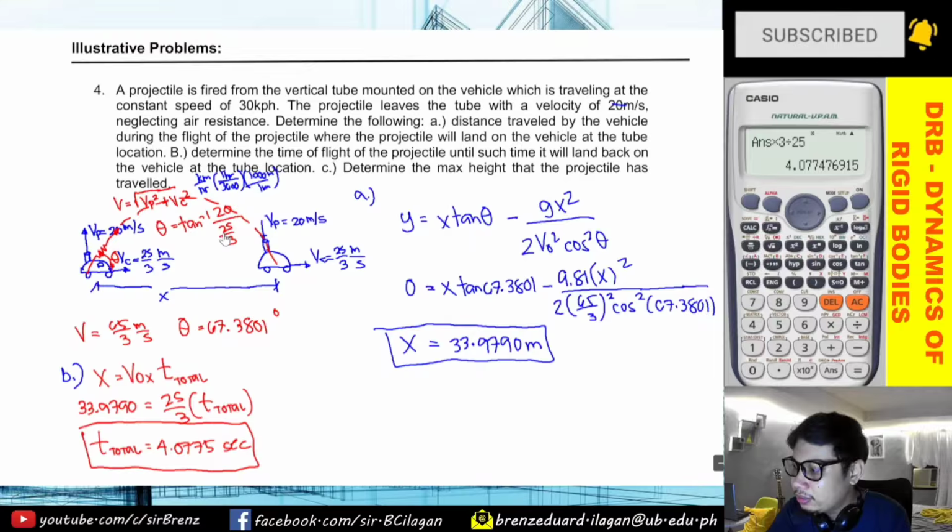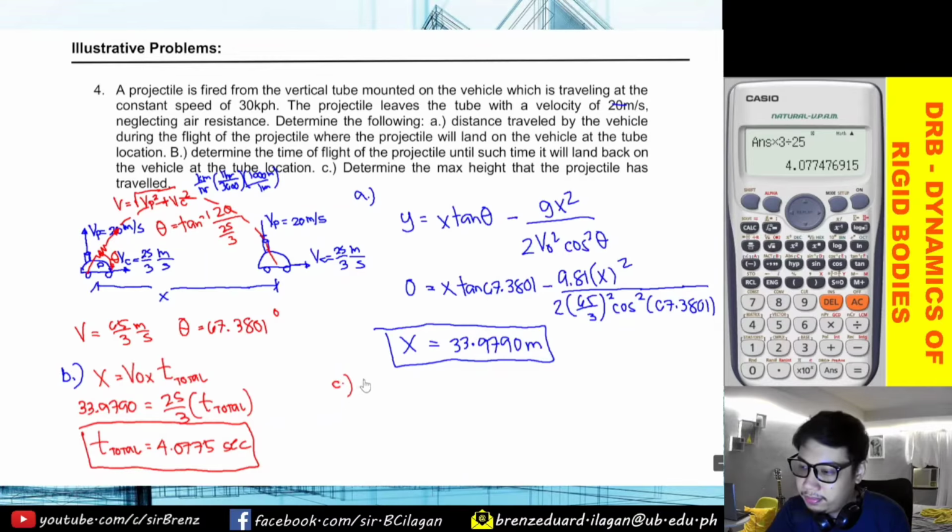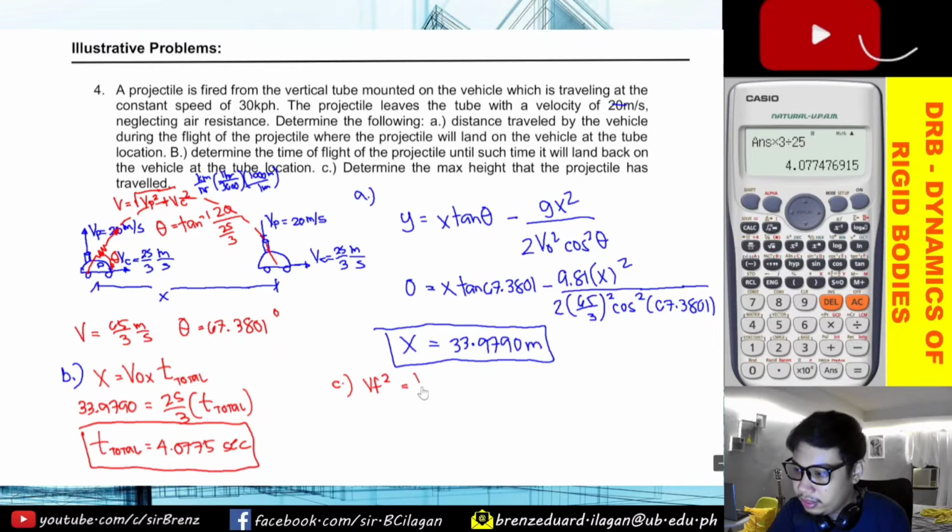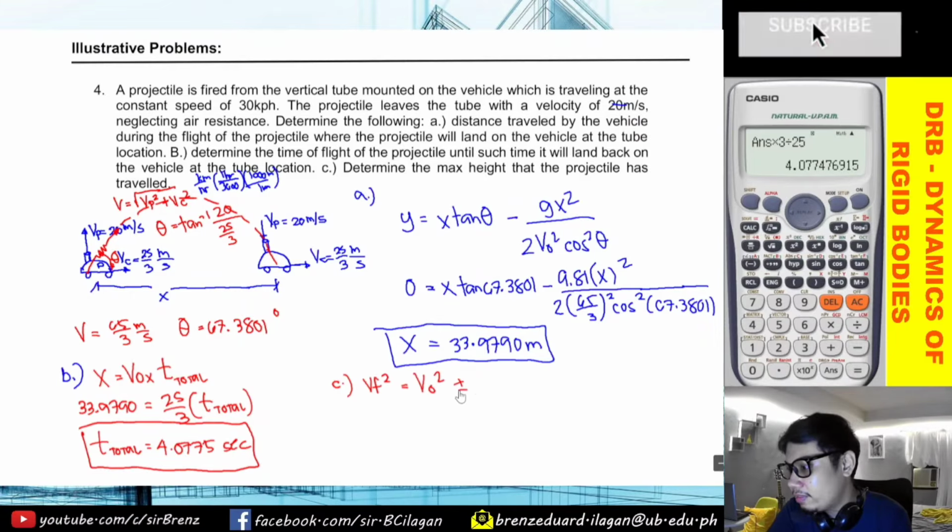Determine the maximum height. Okay, so gawin natin yung ano lang, yung formula. So Vf squared is equals to Vo squared, then plus minus 2g, so yung h. Or ito.